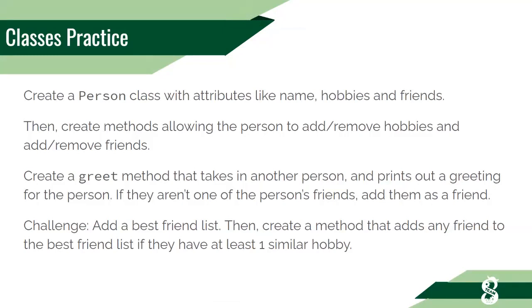So I want you guys to create this person's class with attributes like a name, hobbies, and friends. And then you want to create methods that let you add and remove hobbies and friends. And you also want to create a greet method that prints out a greeting for the person, and checks if they are already a friend. And if they aren't, make them a friend because that's what socializing does.